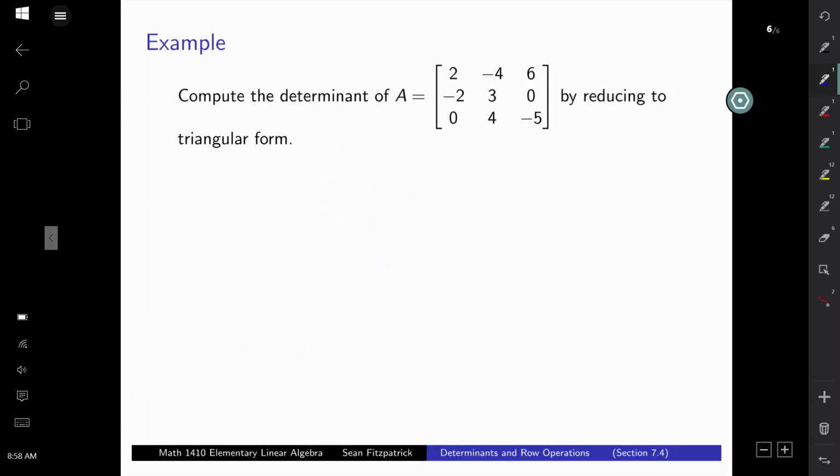Okay. All right. So let's do one quick example to see how we might do this. Here's a matrix, and I want to find the determinant of A.